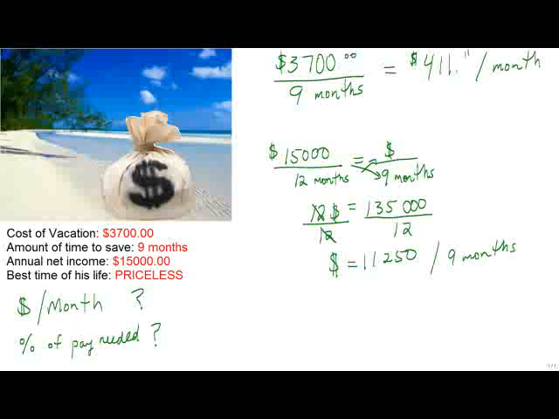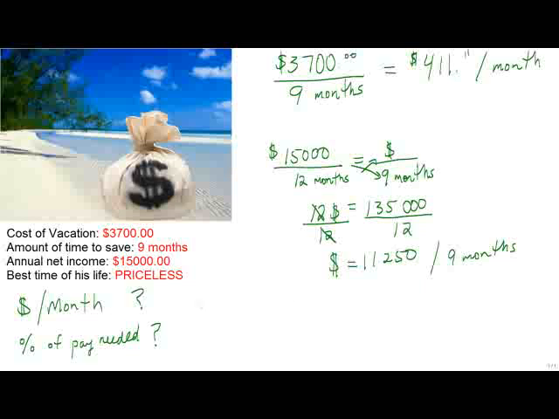So now we're going to calculate what percentage of his earnings he's going to be needing for his trip. He earns $11,250 in 9 months. They plan this trip 3 months into their working year, so all they have is 9 months left over of their annual income to save up for this. So we're just going to determine the percentage of their income for the next 9 months that they need to save. So we already determined a dollar figure, $411.11 a month.